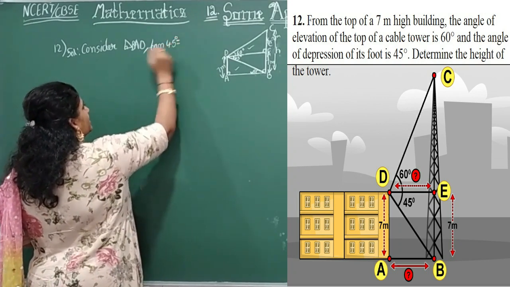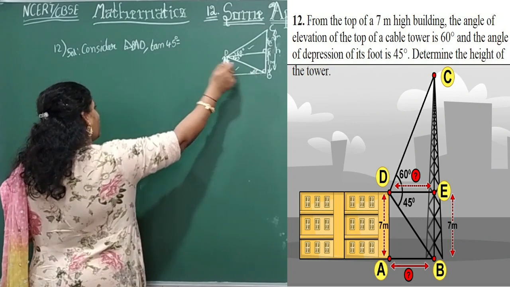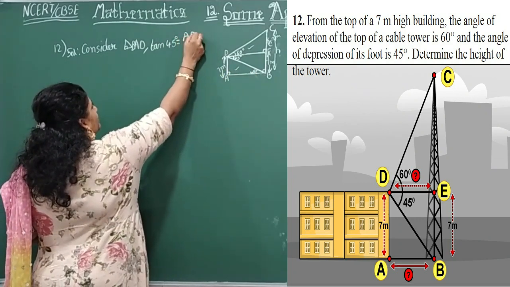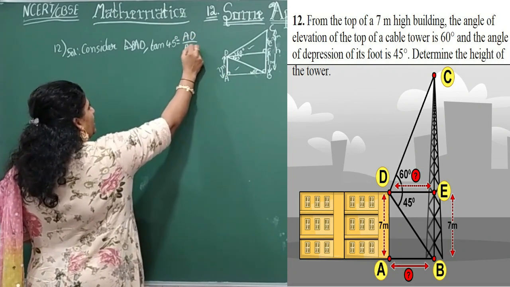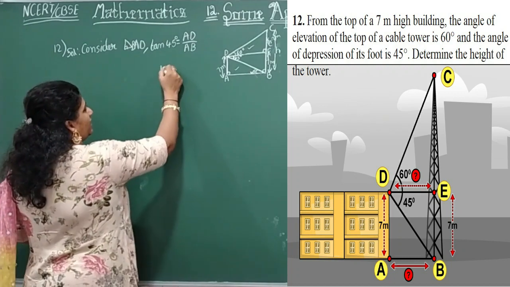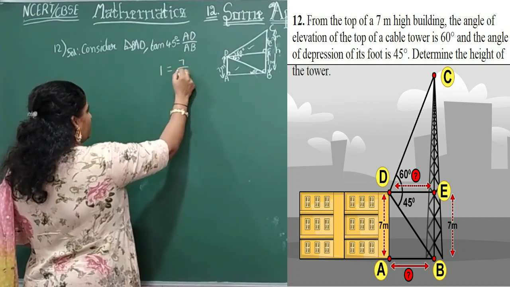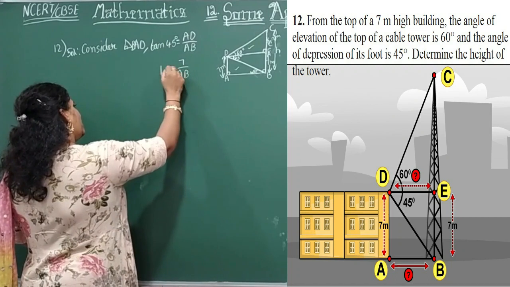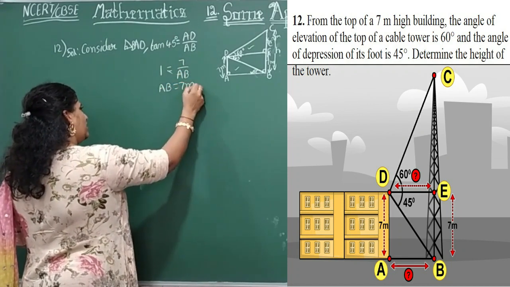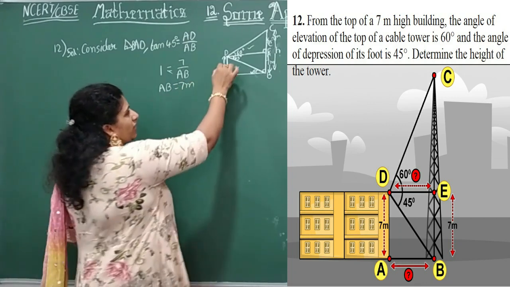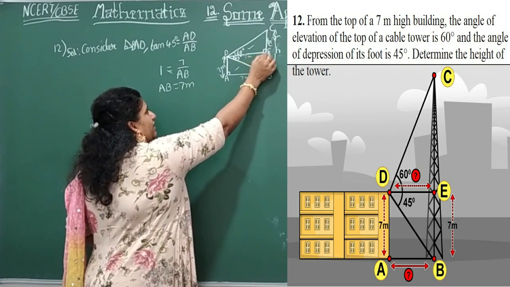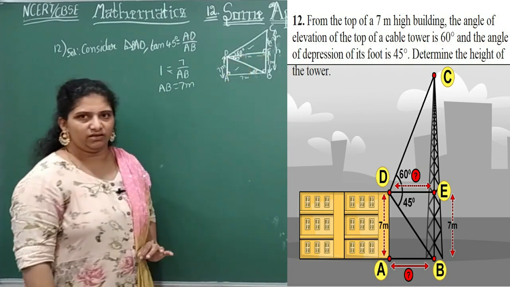Tan 45 degree is equal to tan 45, opposite is this and adjacent is this. AD by AB. Tan 45 value is 1. AD is equal to 7 by AB. Cross multiply, children. AB is equal to 7 meters. So what you have here is also the same 7 meter, and here also I can write the same 7 meter.